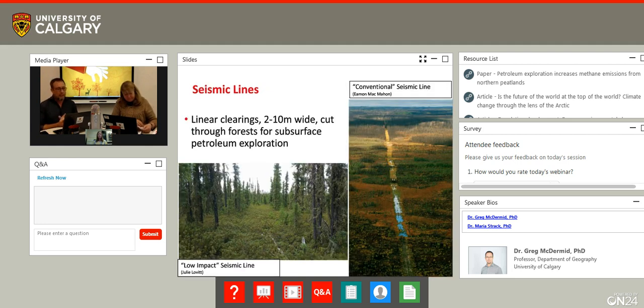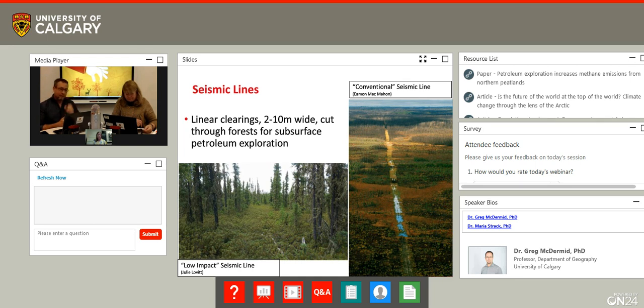A seismic line is a feature that I'm guessing most people who are not in the petroleum industry are not particularly familiar with. A seismic line is basically a petroleum exploration corridor. I've already described that in much of the oil sands region, the deposit is deep underground, so we need to find it. So we need to conduct seismic surveys. We need to deploy equipment on the landscape that allows us to search underground for this deposit. So that's what a seismic line is. It's a linear clearing, 2 to 10 meters wide, that's cut through the forest to allow equipment access to the landscape so that we can do this exploration.